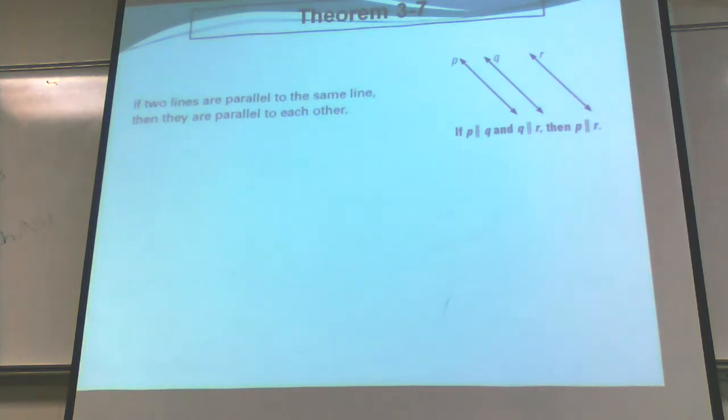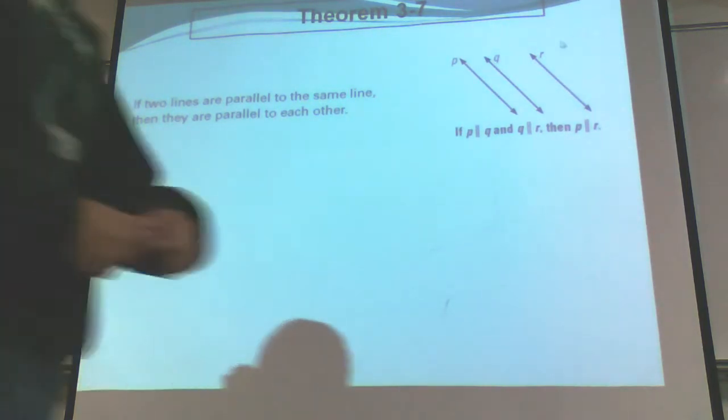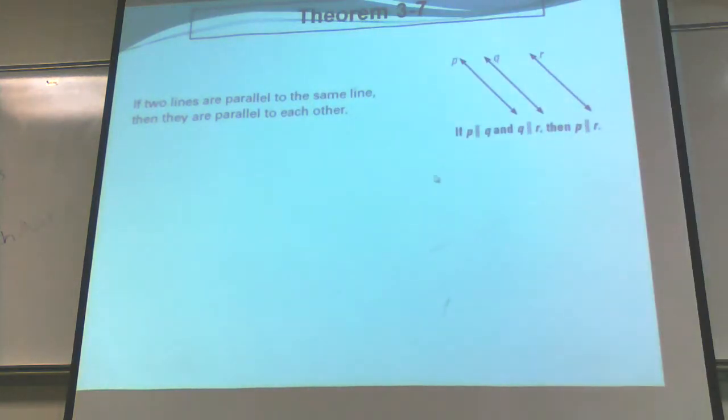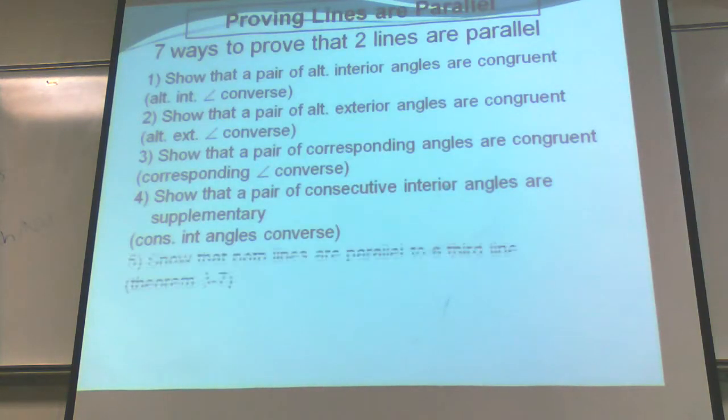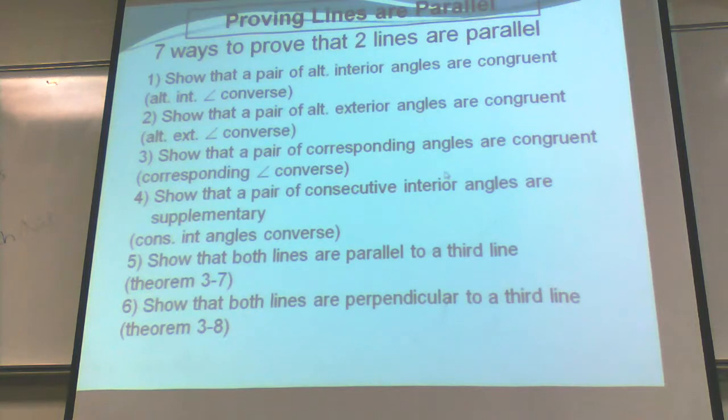If you want to just write shorthand like theorem 3.7 means you have to have 3 lines. Because you have to have 3 lines that look like they're parallel for this one to happen. If you want to give yourself reminders there, I would do it. Okay? So right now, you should have on the list those 4, and those 2 more.